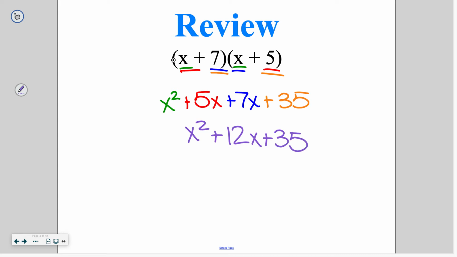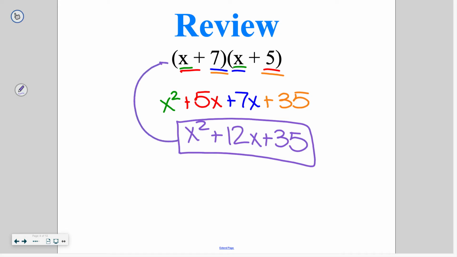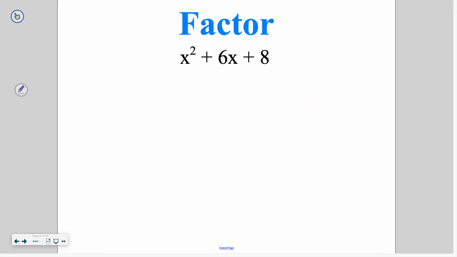So in 7.2, we started with the binomials and we ended up with the trinomial. Now what we're doing today is starting with the trinomial and working our way backwards to the two binomial pairs. So for example, we have x squared plus 6x plus 8. When you look at this, your key is going to be to start with the back factor. So our back factor is 8.